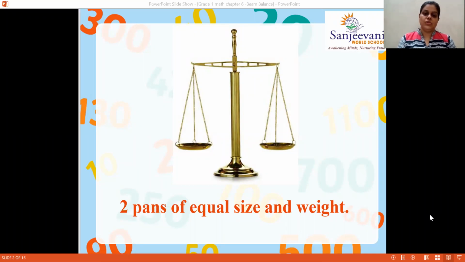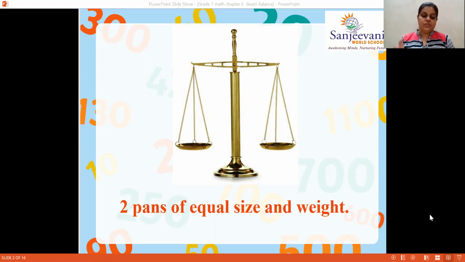So this is known as a beam balance. What is beam balance? We use beam balance to compare weights of different objects. You all must have seen this. Where have you seen this? Yes, vegetable vendor, fruit vendor. When you go to market, the vegetable vendor or fruit vendor, what do they do? They weigh the object, whatever you purchase, right?